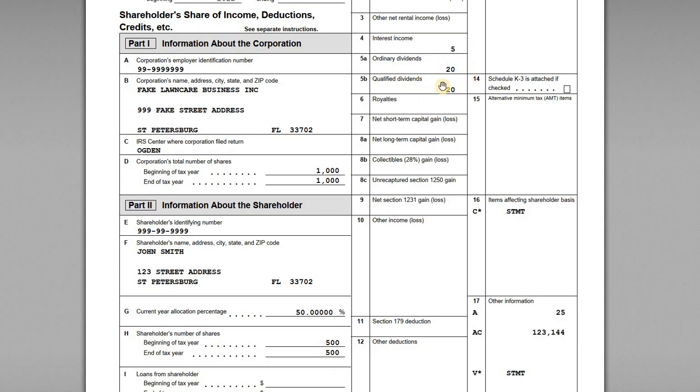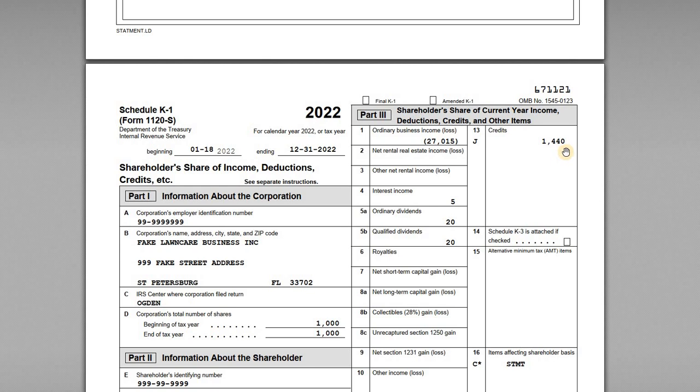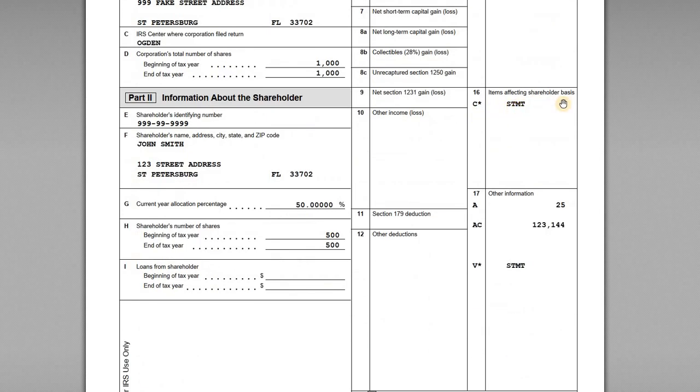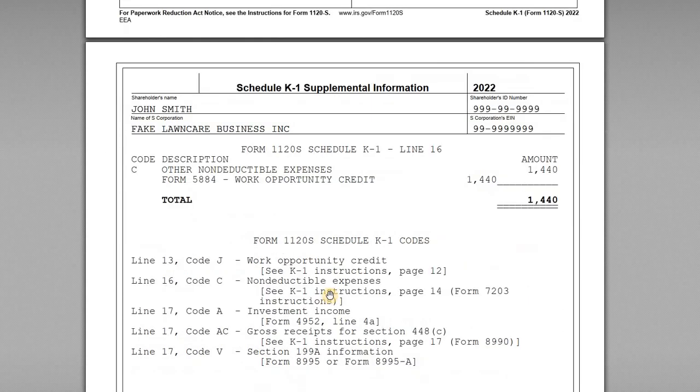So he gets half of the interest, half of the dividend income. 13J, this is the work opportunity tax credit. So 13J, $1,440 is going to be the amount of credit that John is eligible to claim on his tax return. 16C, items affecting basis. So those are non-deductible items being allocated. Those are also shareholder distributions if there were any. And then line 17 contains other information that is included normally in these supplemental schedules.